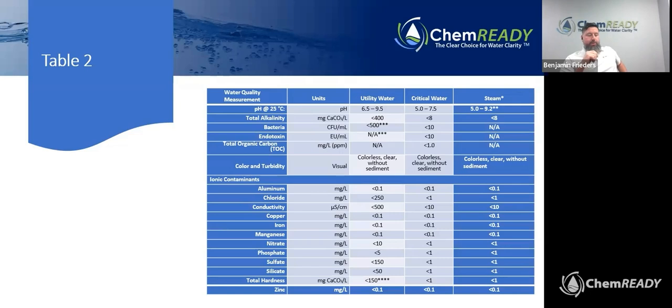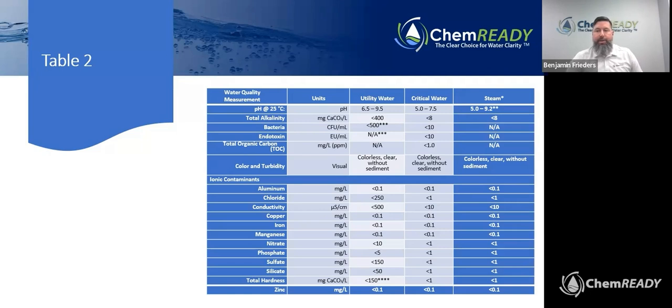The ST108 requires that during the process of evaluating your existing critical water and utility water treatment systems through each of the steps, these are the water quality parameters that we are measuring against. So if you can see, there are many traditional water quality analyses such as pH, total alkalinity, color, turbidity, total organic carbon, and bacteria and endotoxin. And we also have multiple ionic contaminants that must be analyzed for utility water, critical water, and steam. There are slight variations between each category of water, as you see there.